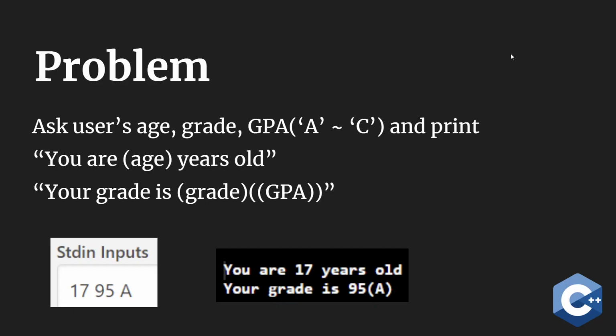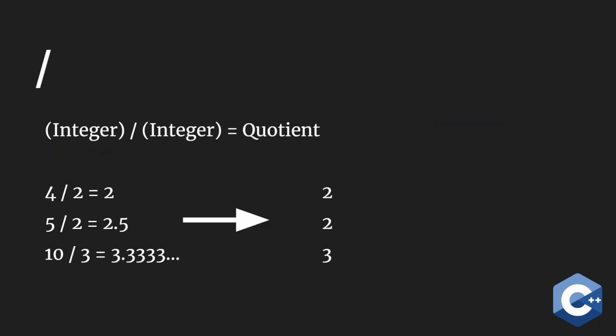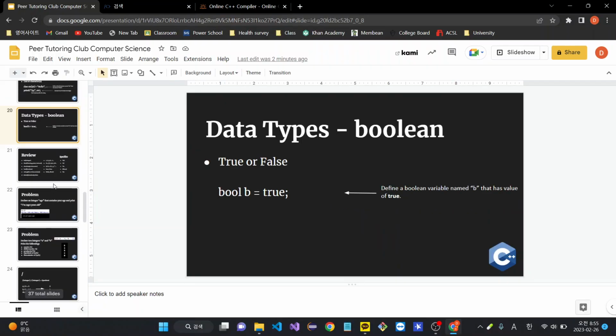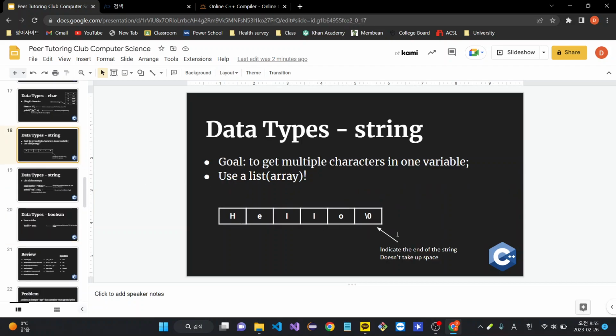Okay, now we have one part left, which is getting a string with scanf. In the previous video, we learned how to declare a list of characters so that we can save multiple characters in one variable. Just for review, if we go back, it's here. We make an array and save a character in each room, I guess.